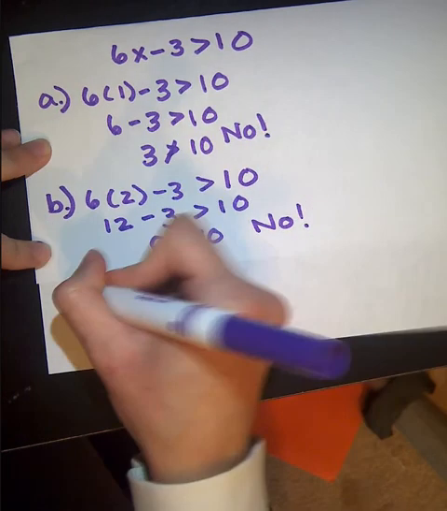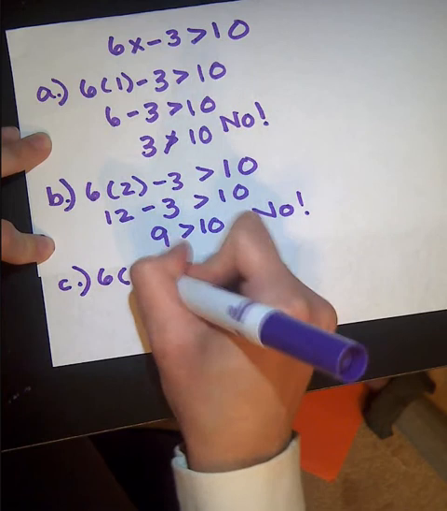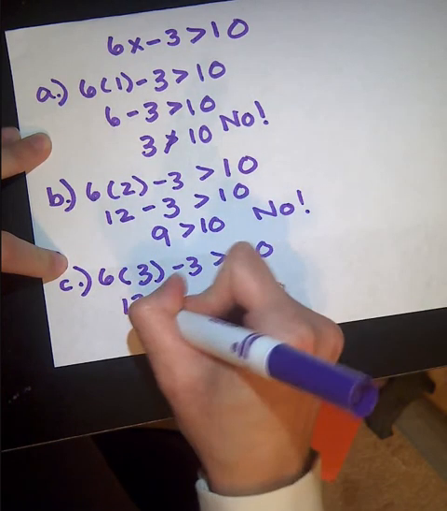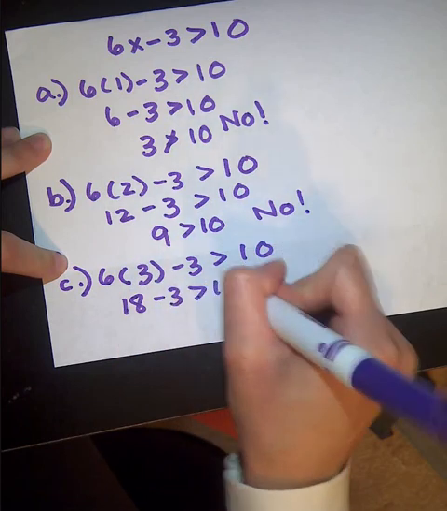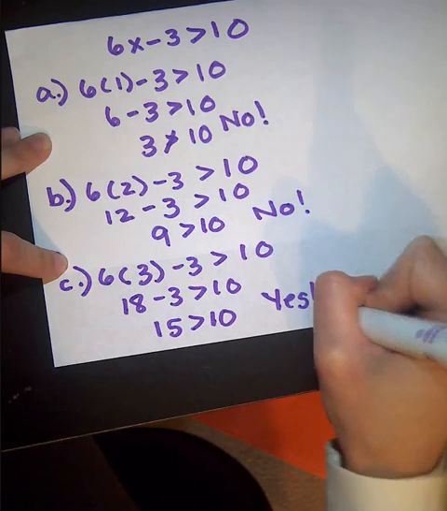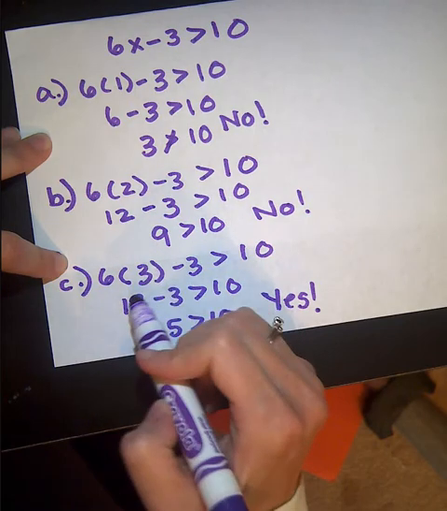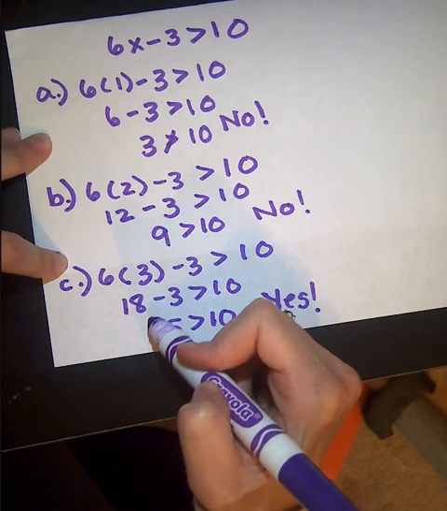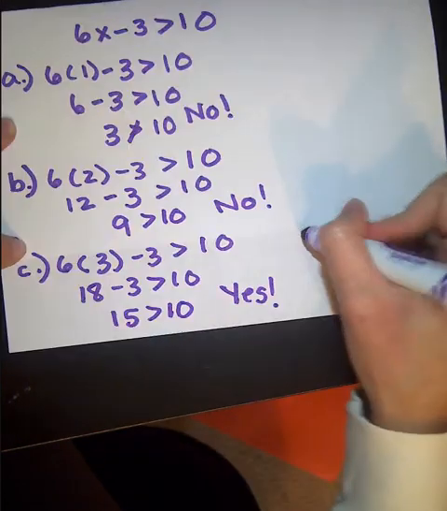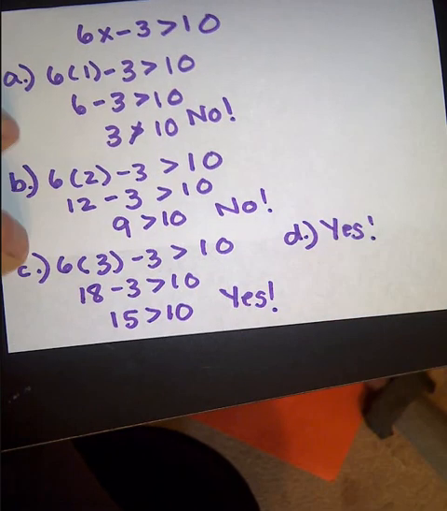So now we'll try C, which is 6 times, that one was 3. Well, 6 times 3 is 18. 18 minus 3, that's 15. Is 15 greater than 10? Yes, it is. And our last one is 4. If I plug 4 into this, you're going to get 24. And 24 minus 3 is 21, and 21 is greater than 10. So D is also going to be a yes. So hopefully you did well on that.